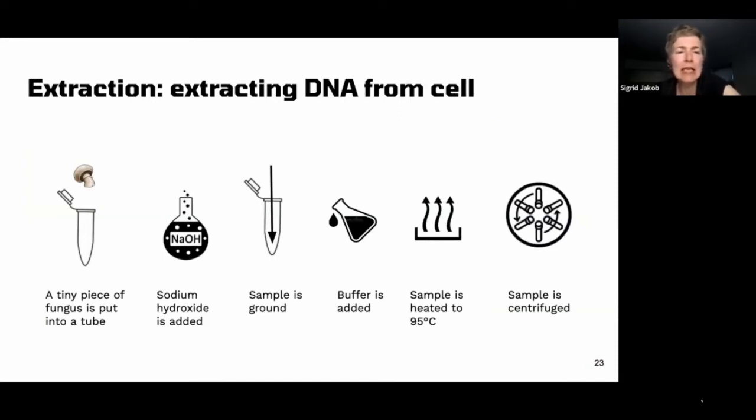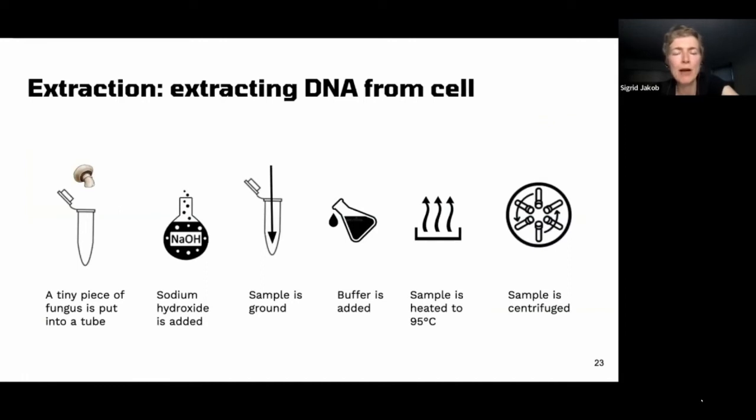So you take a tiny, tiny little piece of fungus. Doesn't matter if it's the cap or the gills or the stipe. Doesn't matter if it's dried or fresh. You take a tiny piece, smaller than a grain of rice, and put it into a tube. And then you add, there's several different protocols. This is the protocol I use.